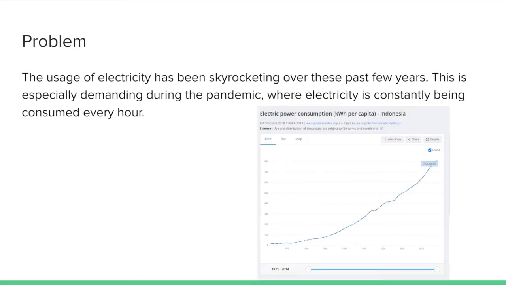So the problem of this project is the usage of electricity in Indonesia. The usage of electricity has been skyrocketing over these past few years. This is especially demanding during the pandemic, where electricity is constantly being consumed every hour. As seen from the graph attached in the slide, we are able to analyze that the consumption of electricity in Indonesia has been increasing over the last few years.